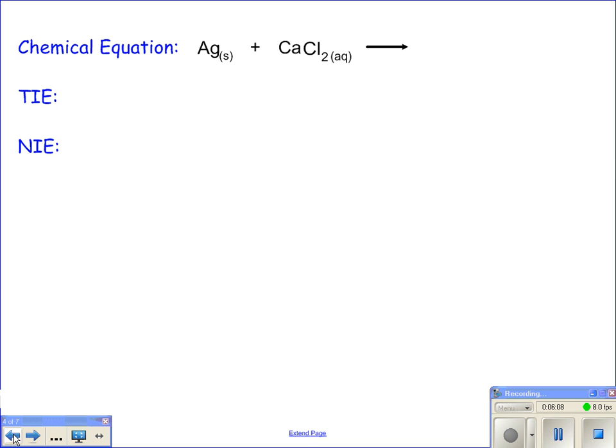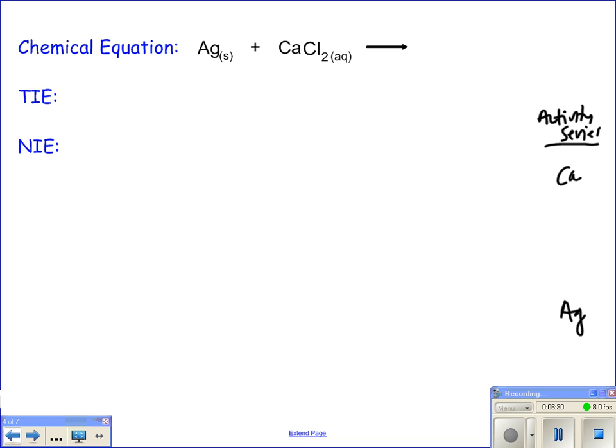Whoop, went too far. Here we go. Let's look at silver and calcium chloride. Now, the first thing I should do is make sure this reaction occurs. So if you have your activity series handy, you would see that calcium is up near the top and silver is way down near the bottom, second from the bottom.